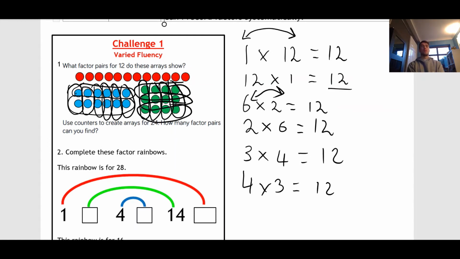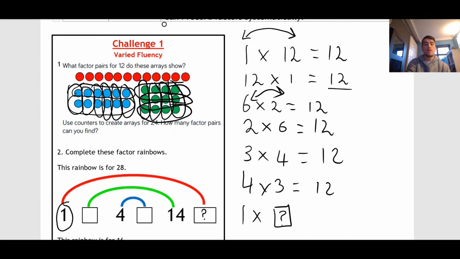Lovely. Question number 2. Don't feel like you have to draw this entire rainbow at home. What I would do is just put the answers in the box. So write them down. Question 2. Complete these factor rainbows. This rainbow is for 28. So if we look here, 1 is being multiplied by a mystery number. And what is that answer going to be? Look at the question carefully.